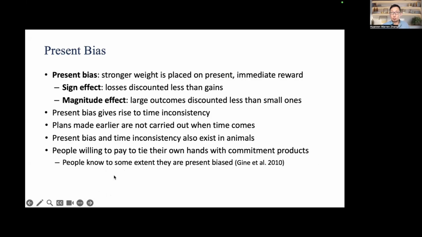So they can predict that in the future, they will be tempted by something, and so they are not able to control themselves to carry out the corresponding plan. And that's actually one reason these commitment products can work. Right? So that's something that we will discuss more later, about self-control.